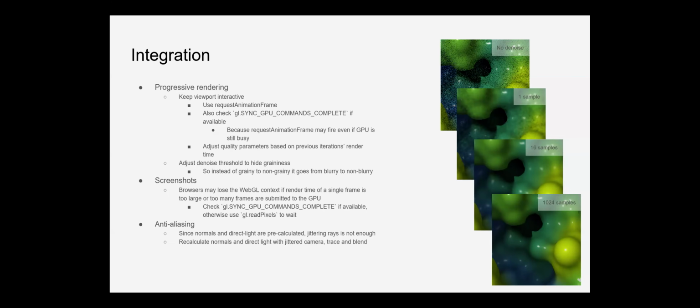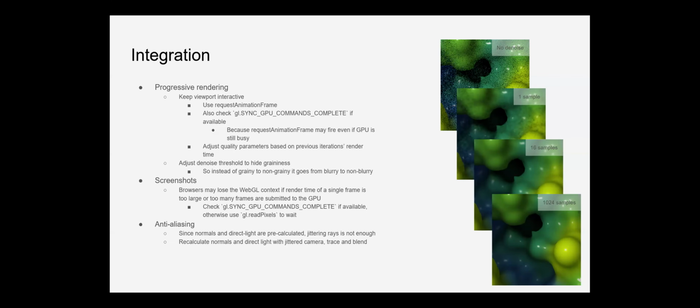During the progressive rendering, we also adjust the denoise threshold to hide this graininess. On the right side, you can see if we don't do any denoising, it's very grainy. So we can do a small scale Gaussian blur, but we want less blur once we have enough samples, so we just adjust that parameter.